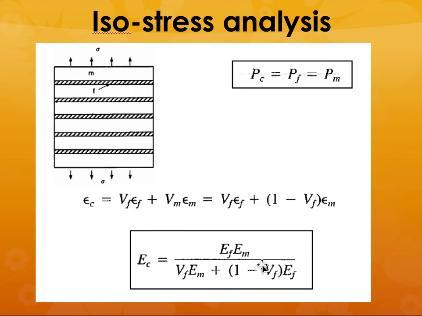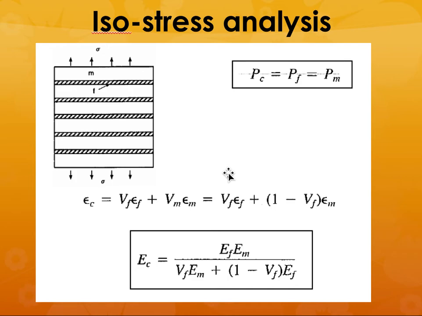In the case of isostress, that condition is where the load is equal in the composite, the fiber, and the matrix. Which means all the fibers are oriented perpendicular to the direction of the loading. That is called the isostress condition. In this case, you can see that the composite elastic modulus is slightly less than what was predicted by the first case, which was the isostrain condition.